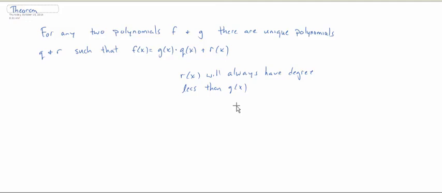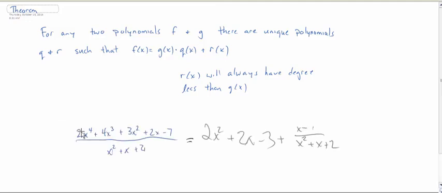Let me illustrate it with the work that we did in the last example here. So we divided these two things and got this as our quotient. So this is our p of x, or our f of x, I should say. And we divided by g of x. And that was equal to our quotient, q of x, plus our remainder divided by g of x.